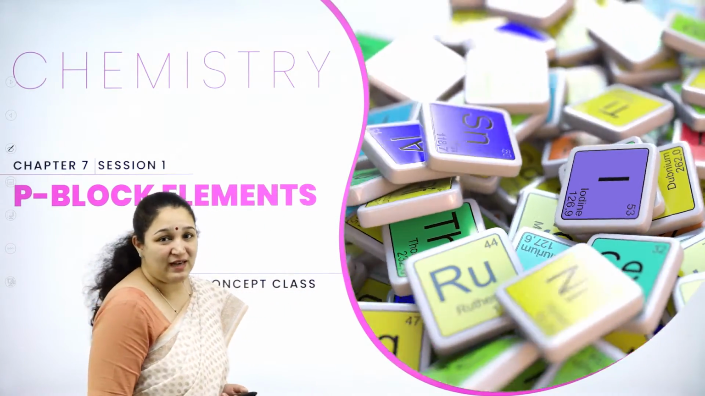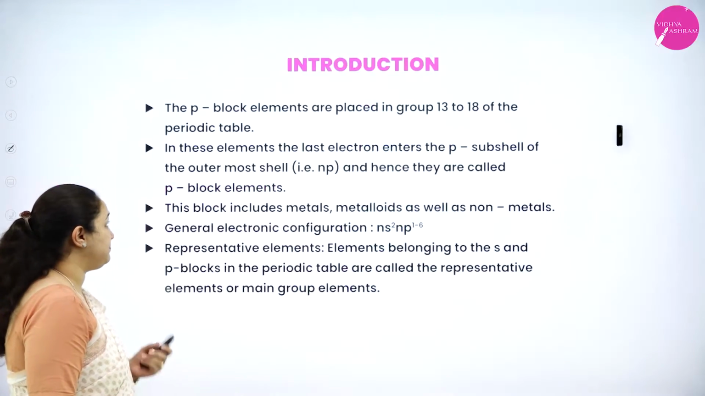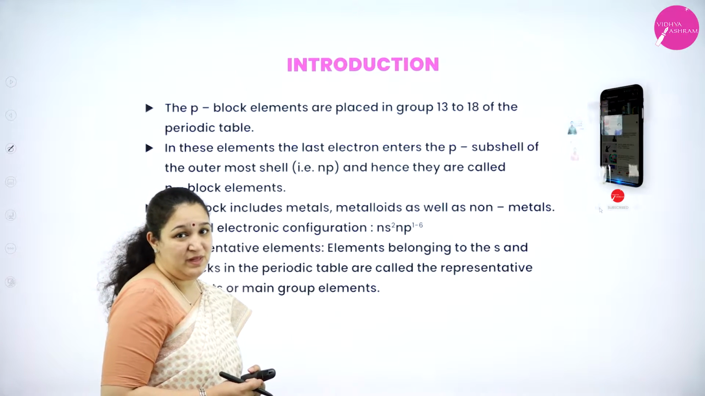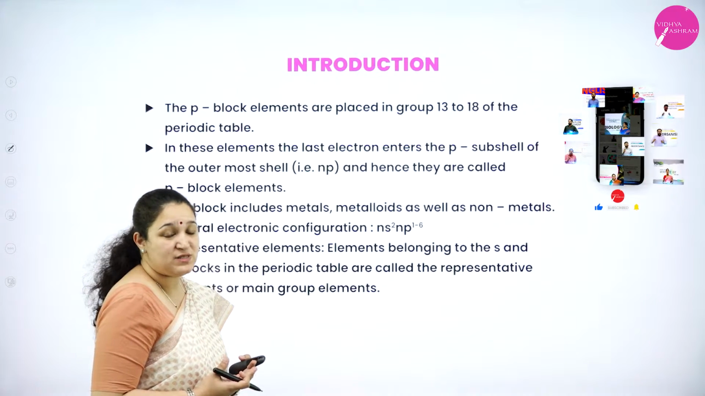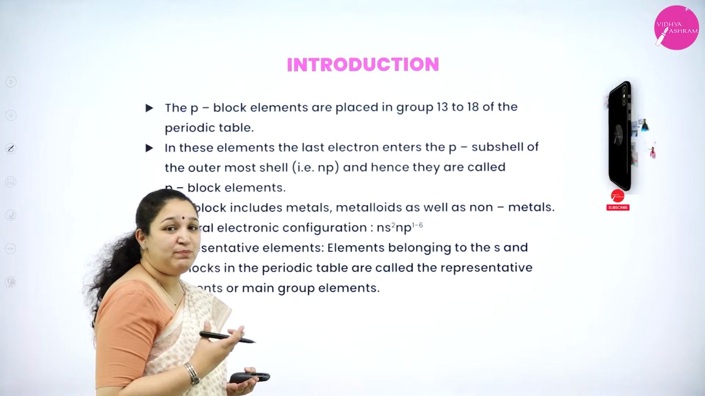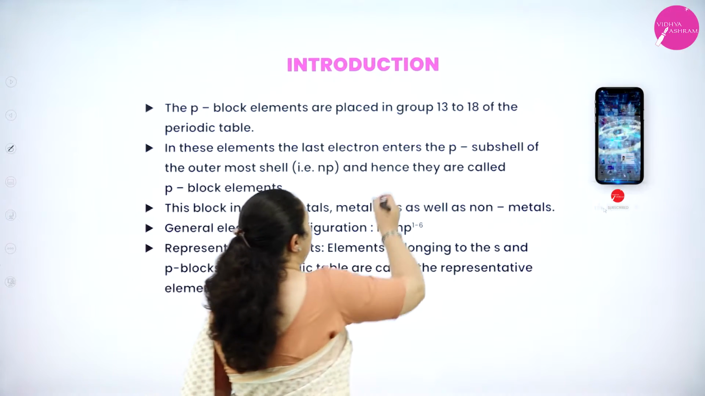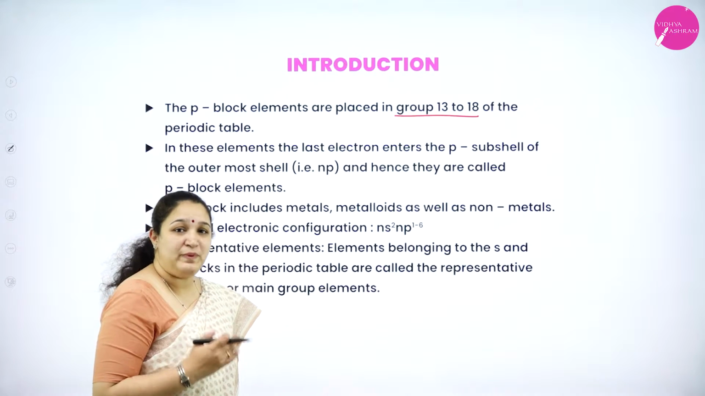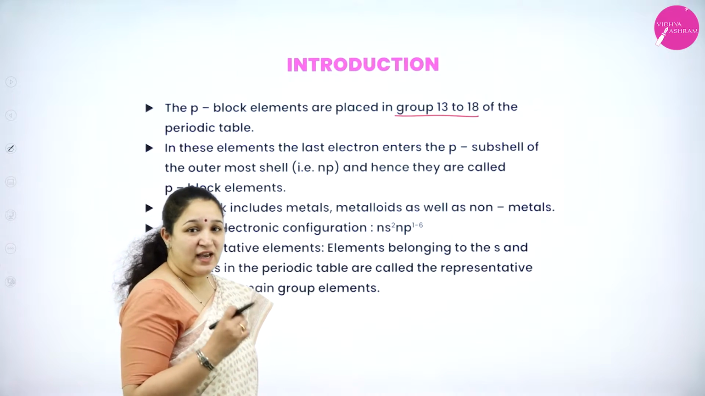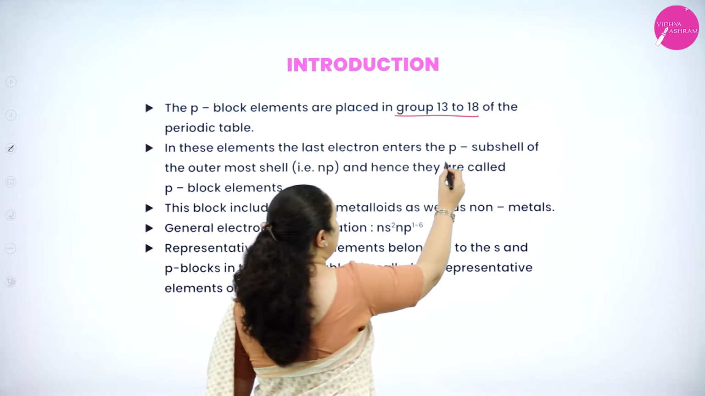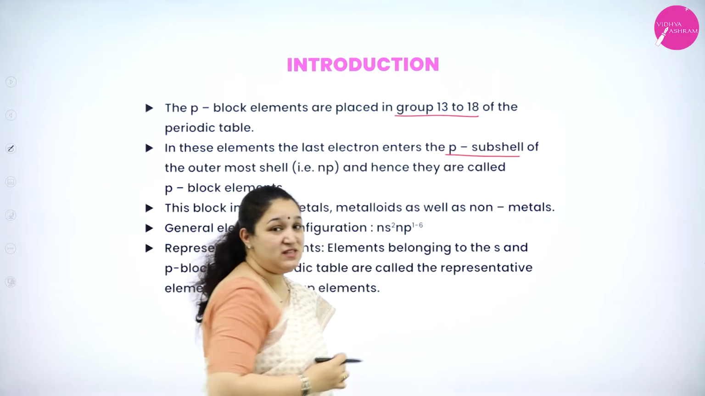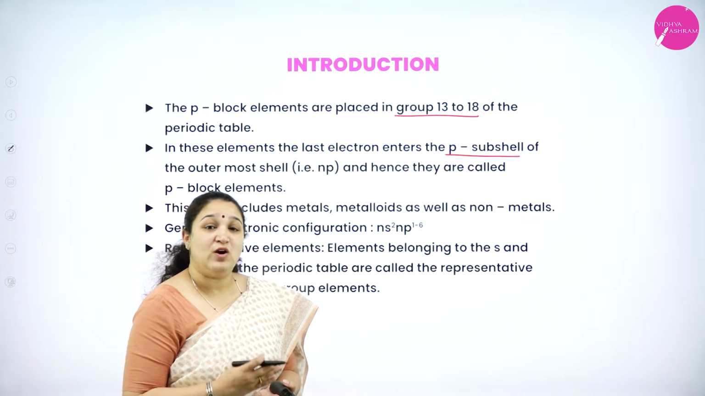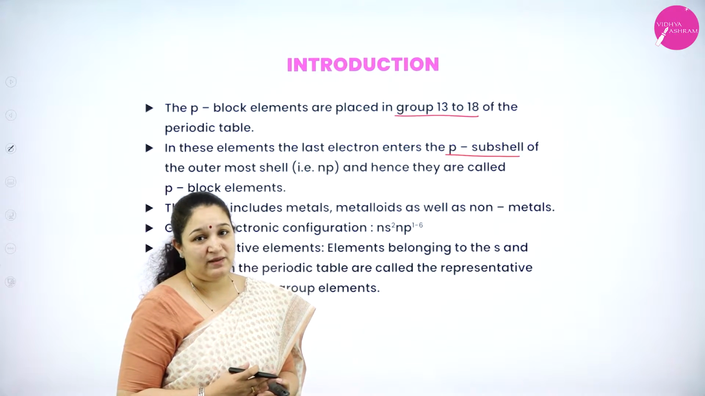So what are we exactly studying in this chapter? We are going to study about the P block elements. What are P block elements? These are the elements which are placed in group 13 to 18 of the periodic table. In P block elements, the last electron enters the P subshell, hence they are called P block elements, and also they are called representative elements as well.